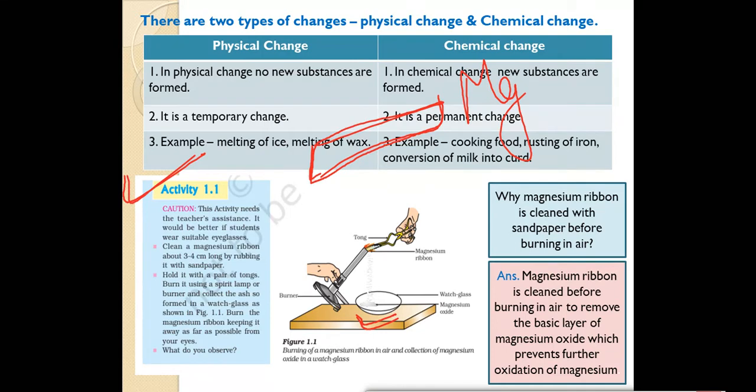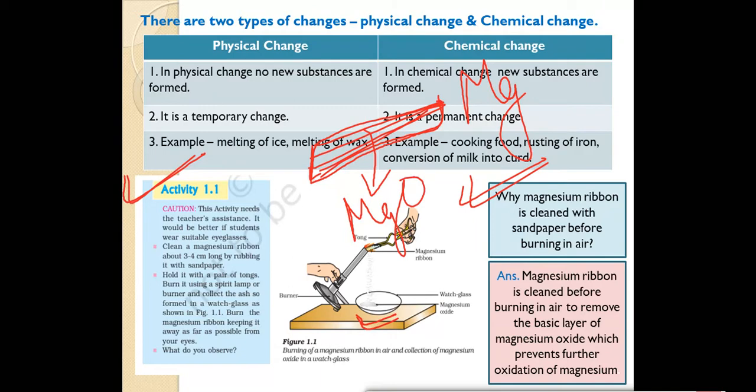So first of all, one question which can be asked from this experiment is why magnesium ribbon is cleaned before burning in air. You have seen that one step is that the magnesium ribbon was cleaned with sandpaper before burning in air. मैग्नीशियम रिबन को क्यों क्लीन किया जाता है सैंड पेपर से? ठीक है, तो आंसर क्या है? Magnesium ribbon is cleaned before burning in air to remove the basic layer of magnesium oxide which prevents further oxidation of magnesium. मैग्नीशियम के ऊपर एक मैग्नीशियम ऑक्साइड की लेयर रहती है.